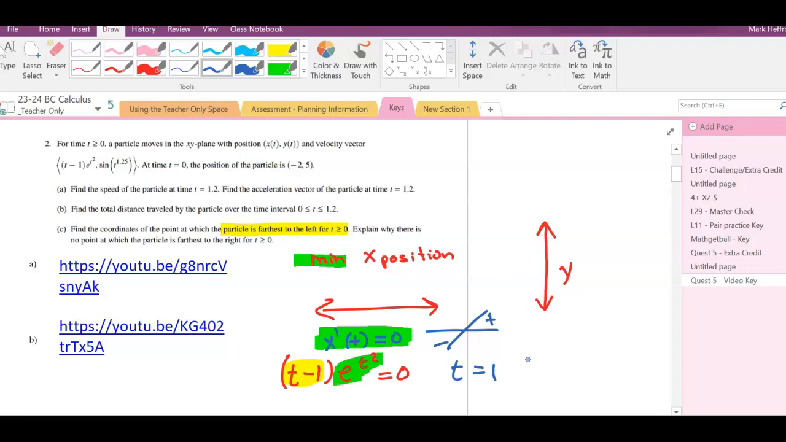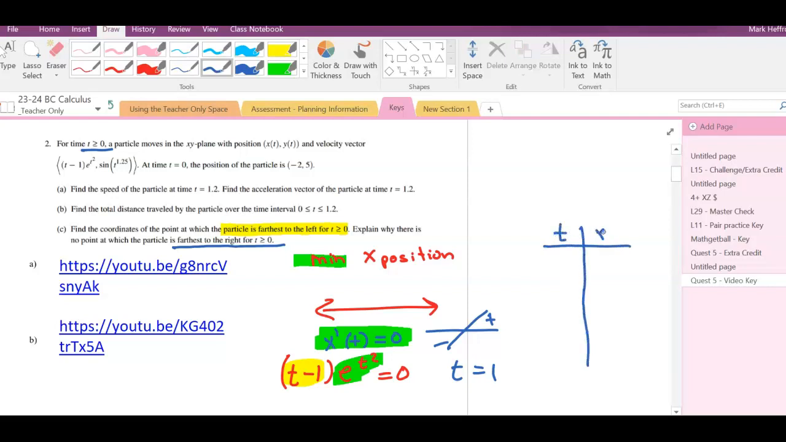And then I should check my endpoints, but notice it's just t is greater than 0. So there's going to be no right endpoint. And that's going to be part of why we never get to the farthest right. So I'm going to think about how I do any maximum or minimum problem. I'm just going to make myself a table. I'm going to look at our endpoints and our critical points.